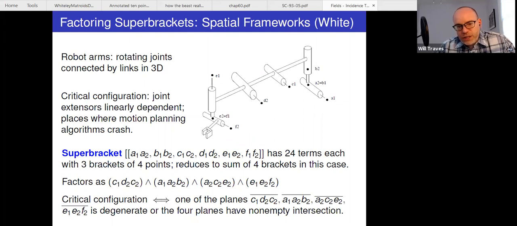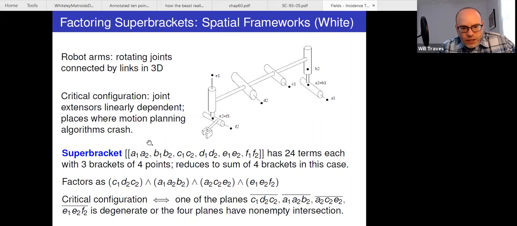So we might be interested in what are the configurations where that happens. And there's this thing called the super bracket, again, a name for some condition. And the super bracket is an expression in terms of brackets. And that expression vanishes precisely when you're in one of these critical configurations, right?